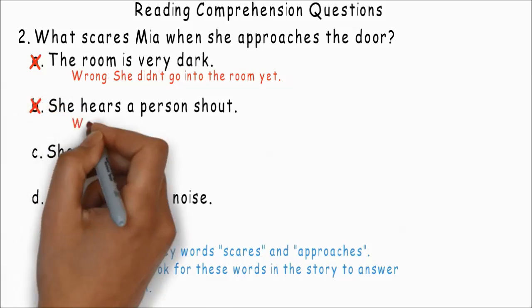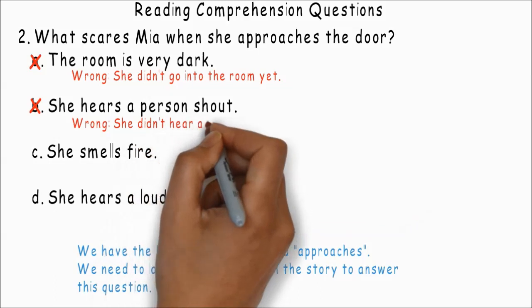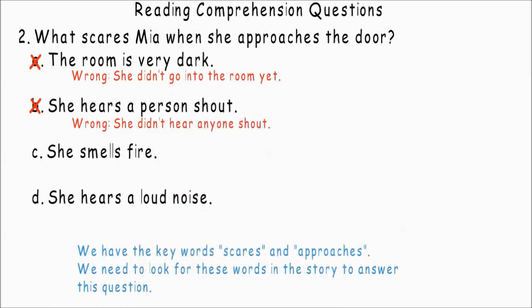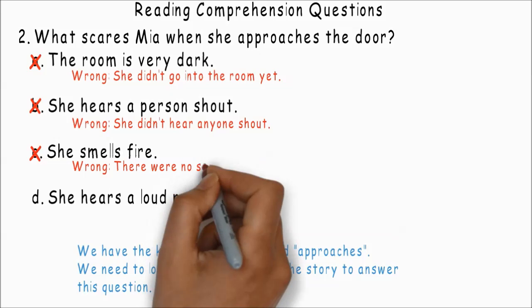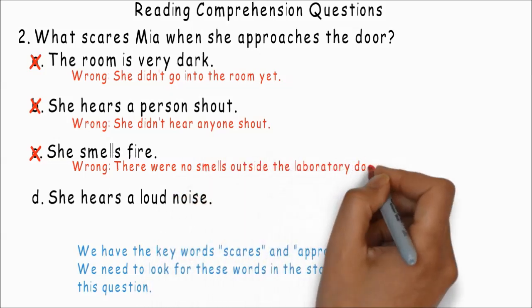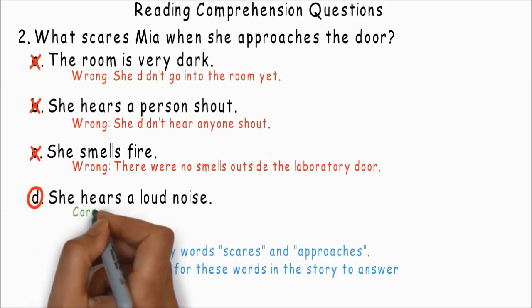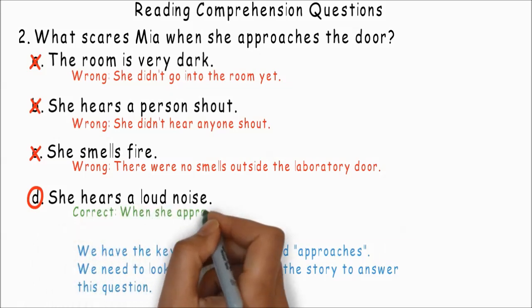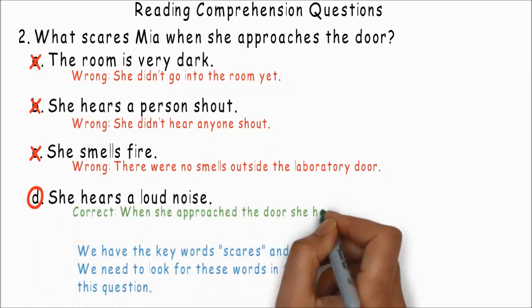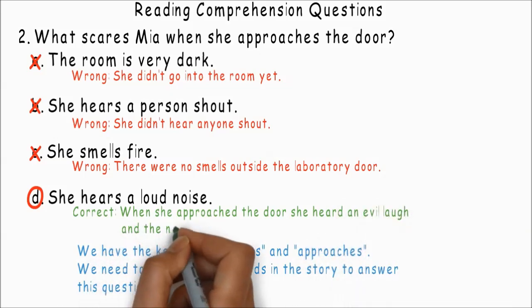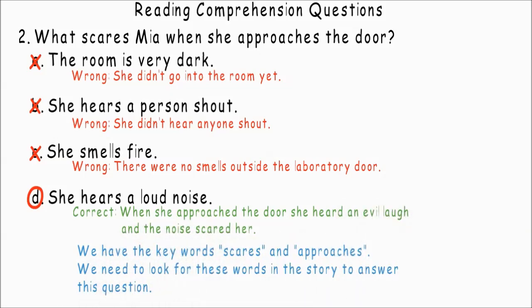And it's not B. When she hears a person shout, she didn't hear anyone shout. She just heard a noise. And she didn't smell fire. There were no smells outside of the laboratory door, only inside after. So it must be D. And it is. She heard a loud noise when she approached it. So when she approached the door, that's when she heard that evil laugh, and the noise scared her. That's why this is the right answer.